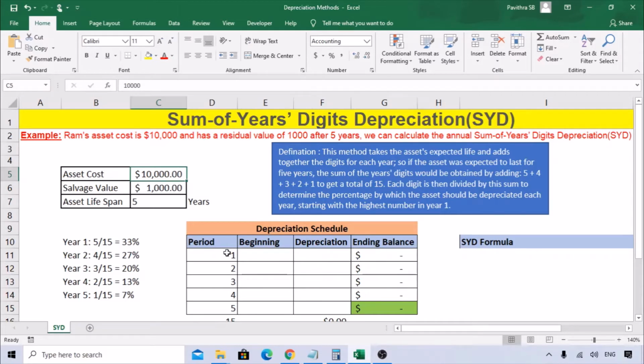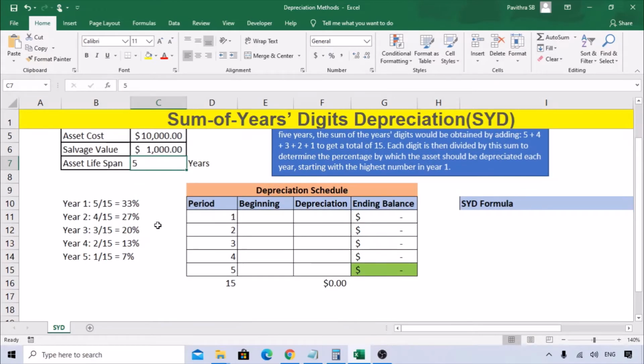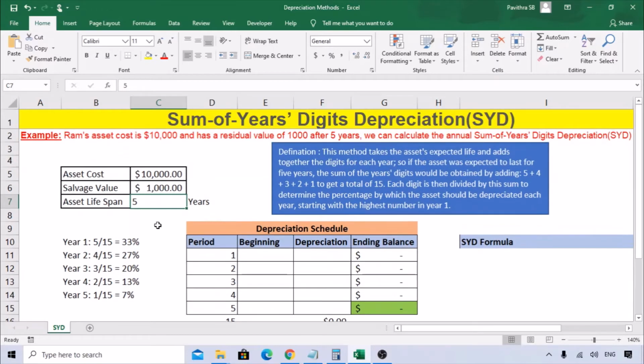Let's see how it is done. So here is an example: an asset of $10,000. Residual value of 1,000 is nothing but the end value of the asset after 5 years. I already updated the asset cost. Salvage value is now 1,000. Asset life is 5 years. I already covered the four depreciation methods. If you have not gone through them, please go through the videos, and those links are given in the description below.